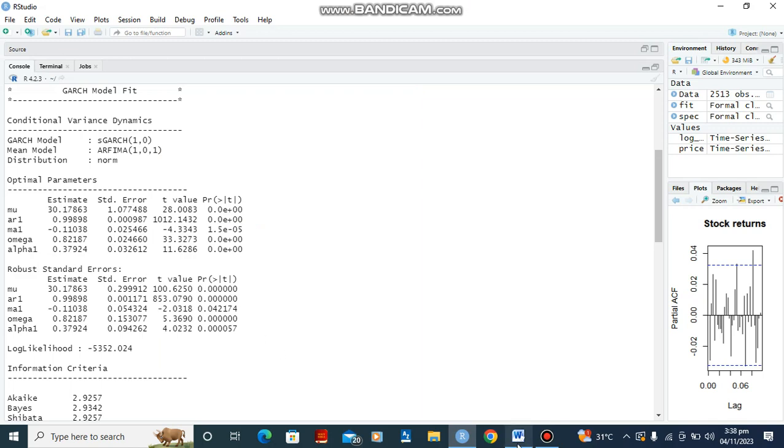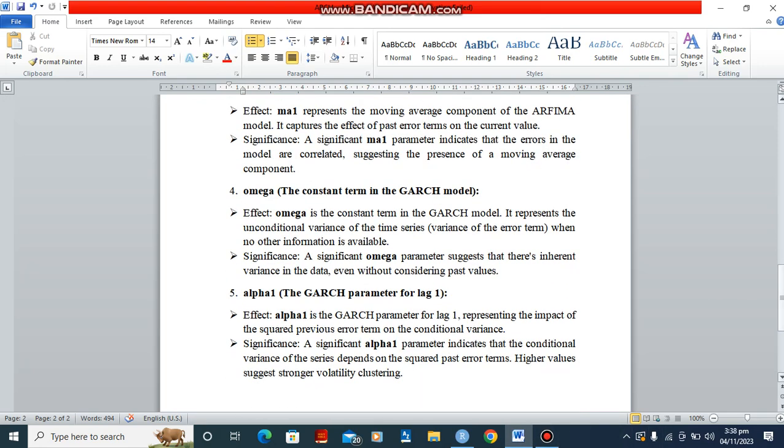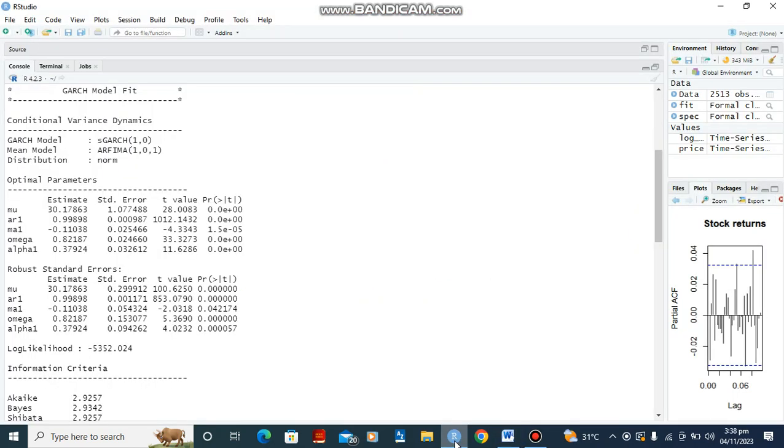Then the omega is the GARCH constant. The GARCH constant term represents the unconditional variance of the time series when no other information is available. So when it's significant, it suggests that there is inherent variance in the data, even without considering the past values. From our analysis here, it is significant, and the moving average is also significant, so the omega is also significant. So it's telling us that there is inherent variance in our data.